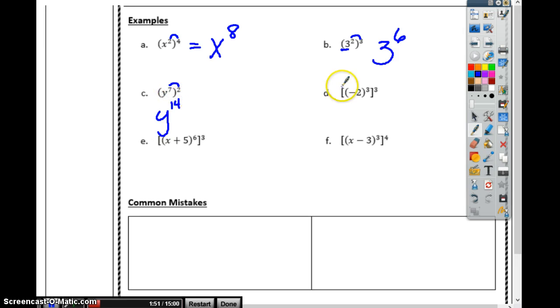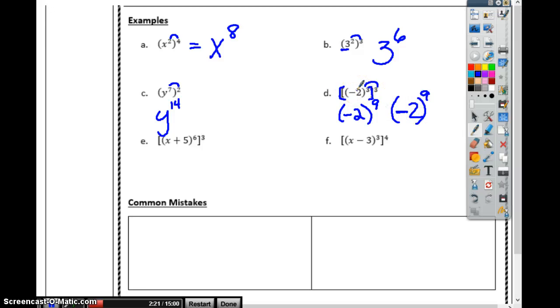Now over here, we indicate the brackets. We have a -2, and we talked about how important the parentheses are. So we have a -2 as our base, and now we take 3 times 3, and we get 9. It has to have the parentheses because we have 9 -2's. If the parentheses weren't there, that would mean we would have 9 2's and 1 negative. So you have to have the parentheses.